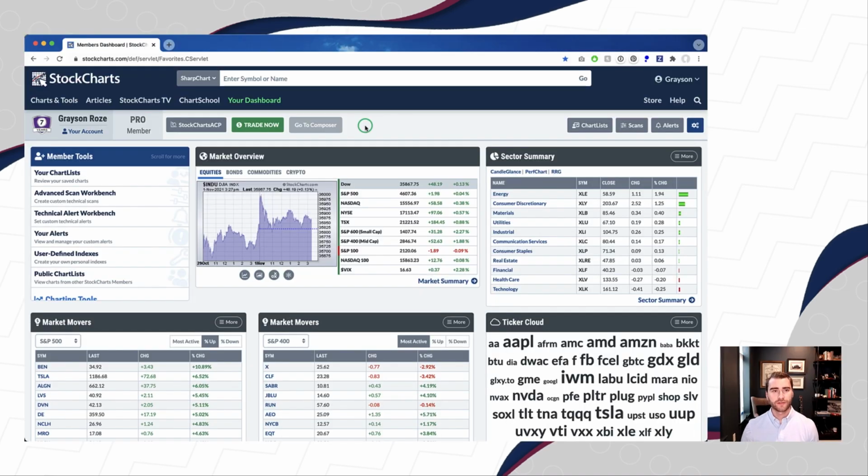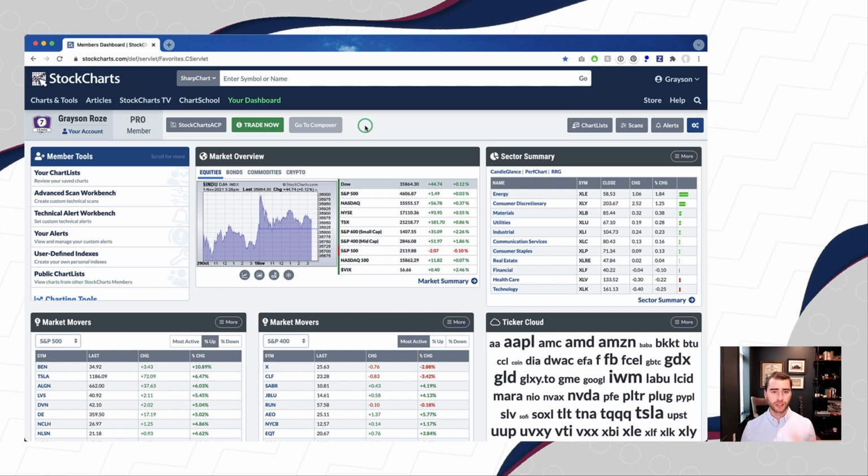So we're starting off the presentation here from the members dashboard, of course, the first page that you see when you log into StockCharts. As many of you may know, I like to call this the heart and soul of your StockCharts account because this page is totally customizable.